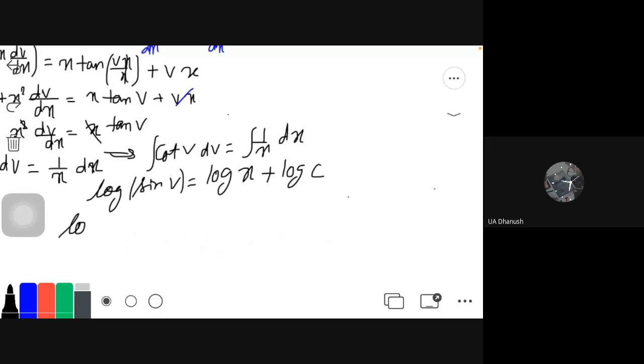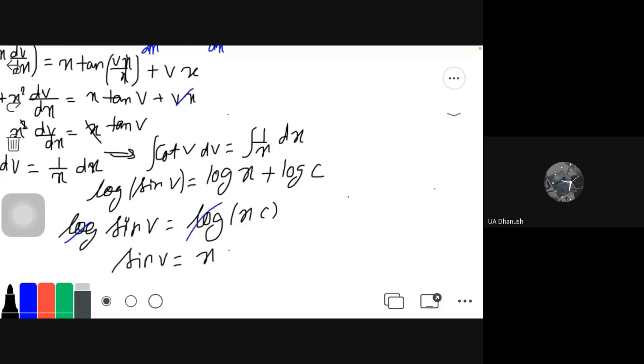I can write log of sine v is equal to log of x into c. By property of log, log of m into n can be written as log of m plus log of n. Now log is there on both sides, hence the log will get cancelled. So what I'll get is sine v is equal to xc.